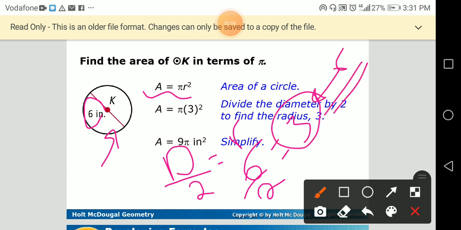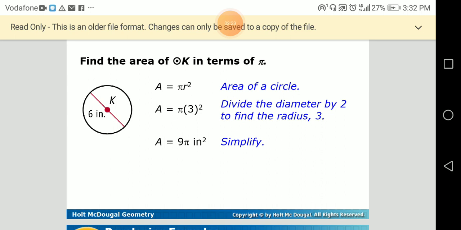So now can I get the area? It's easy now. Instead of the r, I will write, substituted by, 3. Pi times 3 to the power 2. 3 to the power 2 means 9. So the answer is 9 pi. Remember, the answer for the area will be in inches squared.